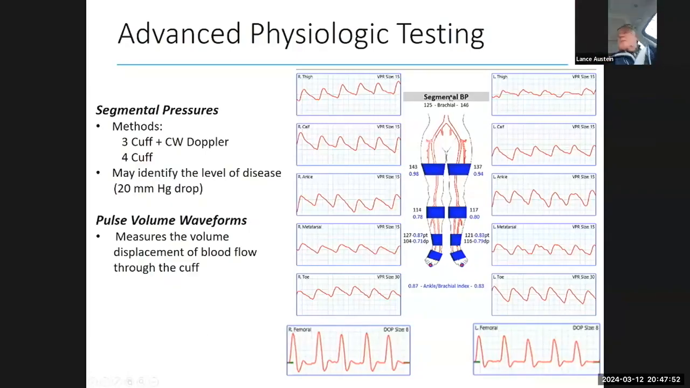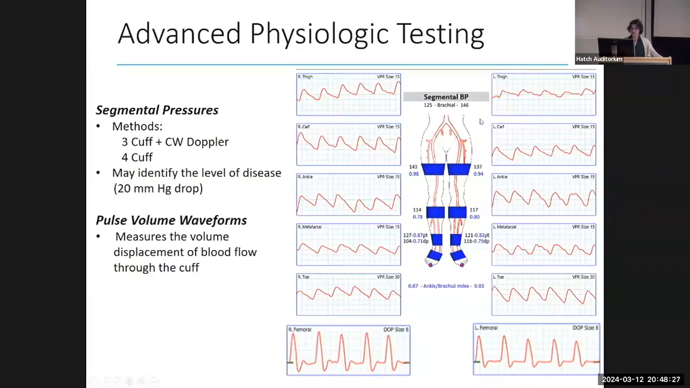So to identify the level of disease, you first calculate the ABI, and after you determine it's abnormal, you look for a drop in the pressure of 20 to determine the level of disease. So using this as an example, the higher brachial pressure, 146 on the left, is compared to 125 on the right. So we're going to use 146. The higher of the two ankle pressures gives us an ABI of 0.87, which is abnormal. On the left-hand side, the higher of the ankle pressures gives us an ABI of 0.83, which is also abnormal.